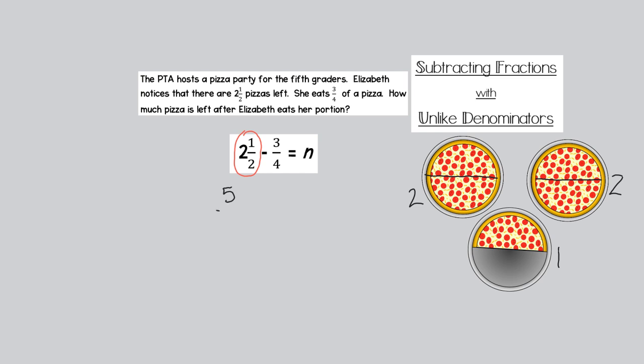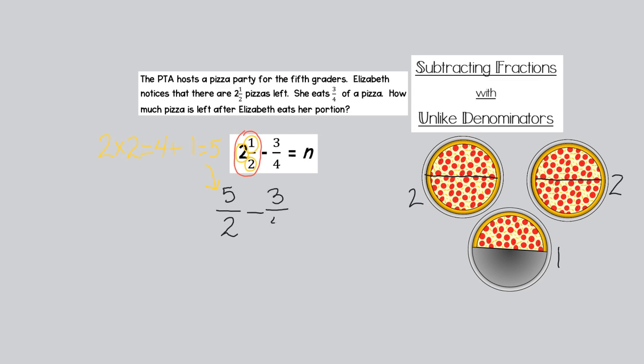If you did not have a visual to look at, it'd be simple to do this mathematically. You begin by taking your whole number of pizzas, so 2, and you multiply that by the size of the pieces, by the denominator. So 2 times 2 is 4, and then you add the numerator, which is this last piece, for 5 pieces, for 5 halves. So our equation is now 5 halves minus 3/4 equals n.